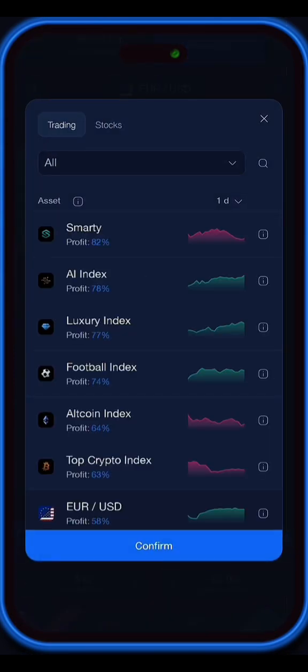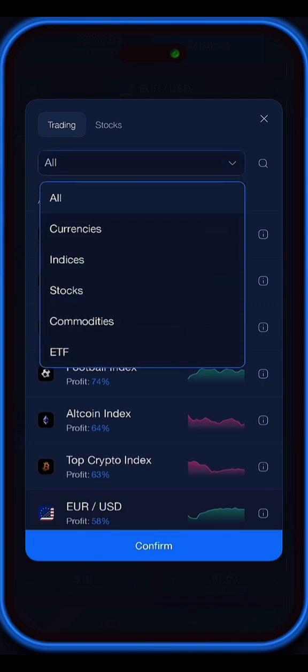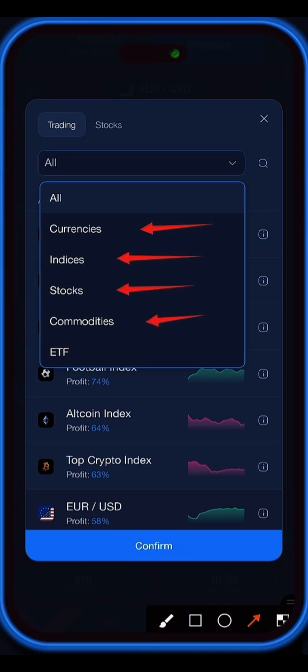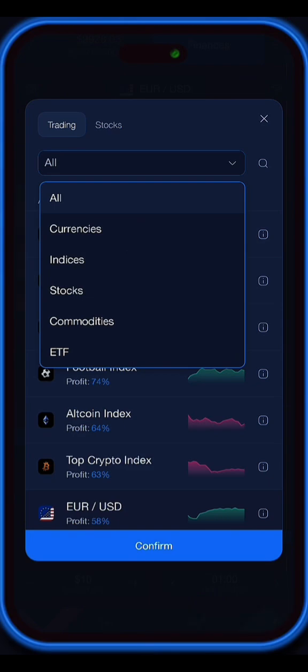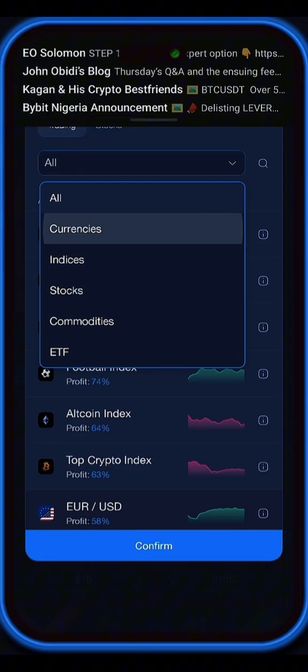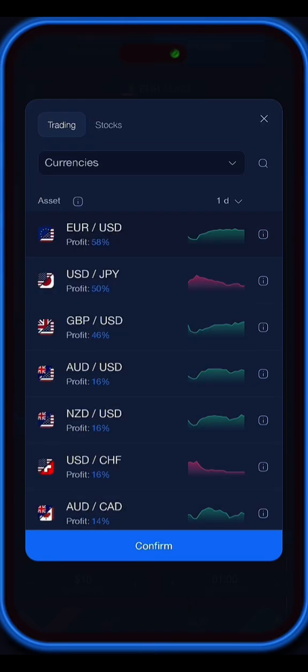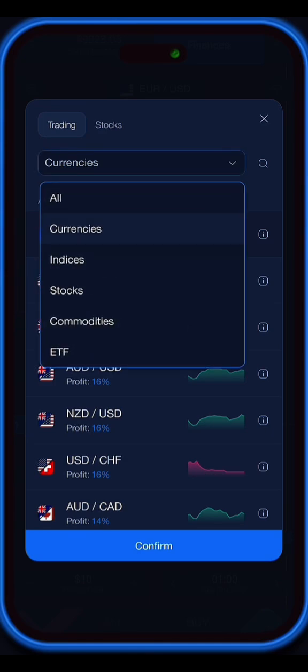You want to click on that Euro USD on the top, and then you're presented with all of these options, right? You see Smarty, AI Index, Luxury Index, Football Index, Altcoin Index, a lot of options you're going to have. But on the Expert Option platform, you have access to trade different kinds of assets and portfolios, right? You can trade currencies, you can trade indices, you can trade stocks, you can trade commodities, ETF. Now, for the purpose of this trade, we're going to be trading just currencies, right? So I'm just going to click on currencies and then we can go on to trade that, right?